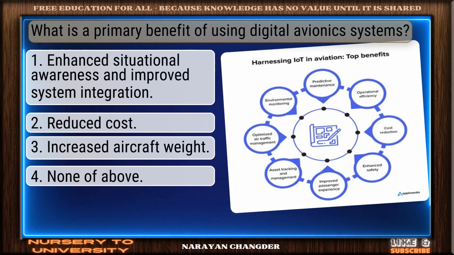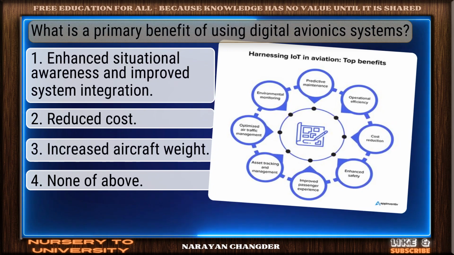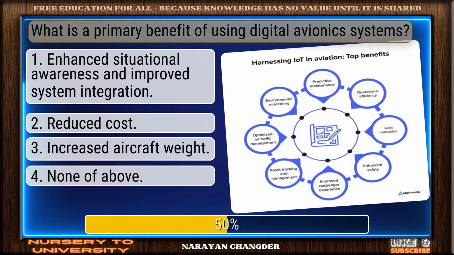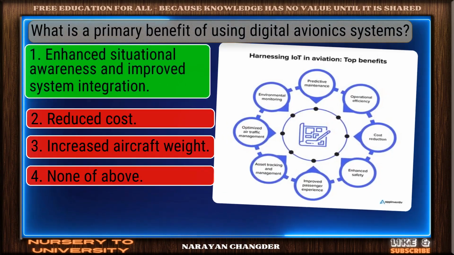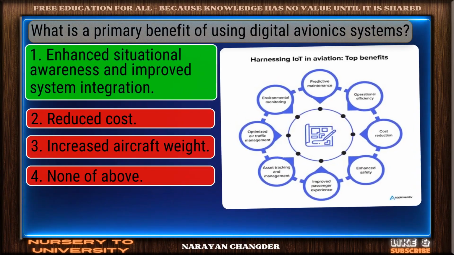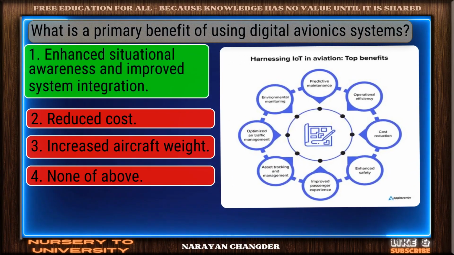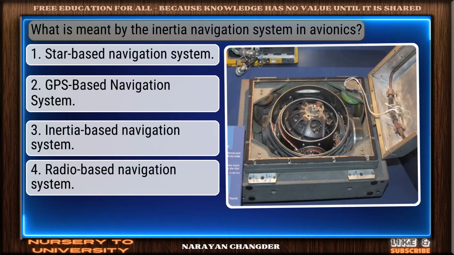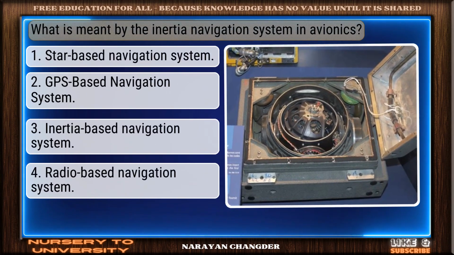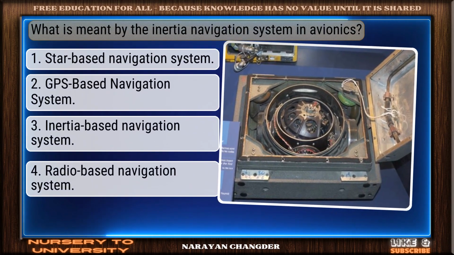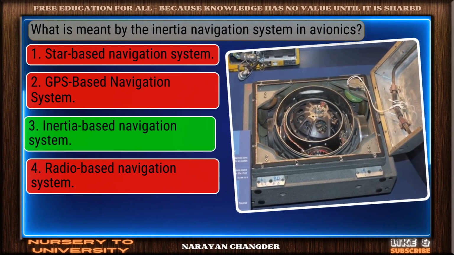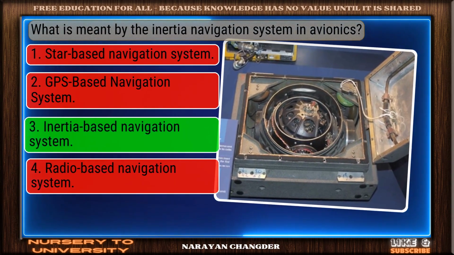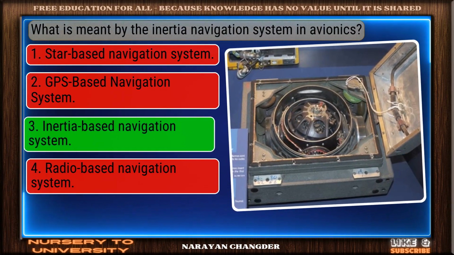What is a primary benefit of using digital avionics systems? You chose enhanced situational awareness and improved system integration. And it is correct. What is meant by the inertia navigation system in avionics? Exactly. Inertia-based navigation system makes sense, and it is right choice.